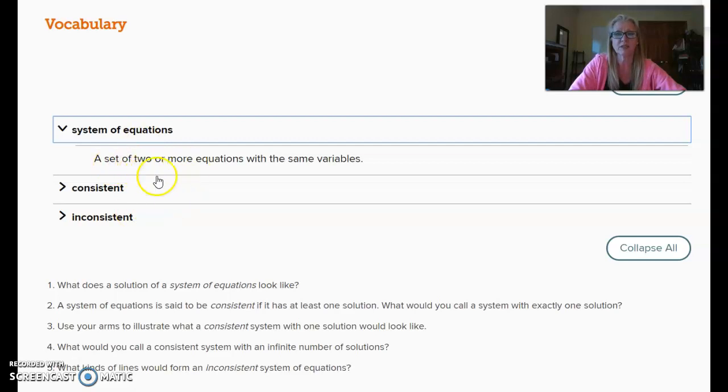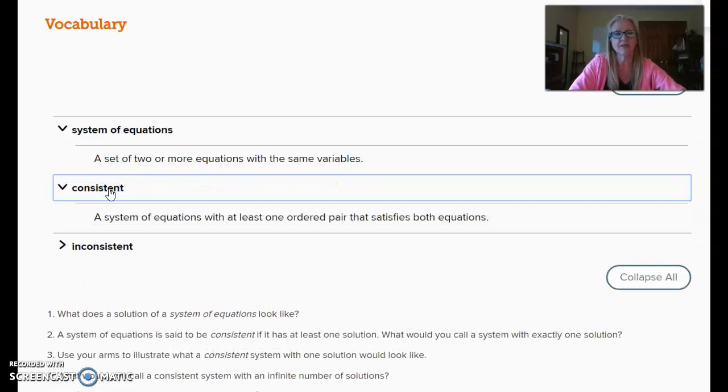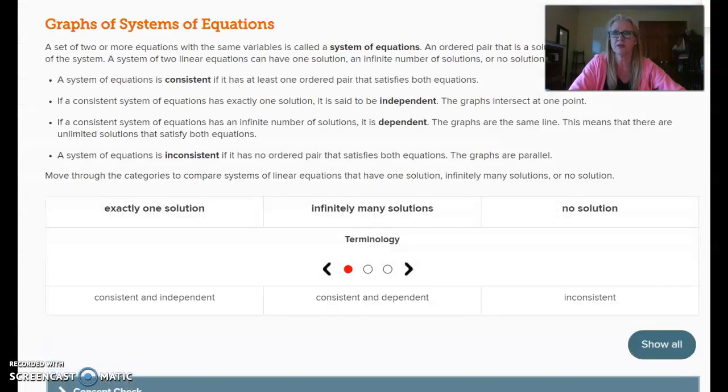System of equations is a set of two or more equations with the same variables. A system is said to be consistent if there's at least one ordered pair that satisfies both equations. And it is inconsistent if there is no pair that satisfies both. Okay. All right. Hopefully some of this sounds familiar to you.